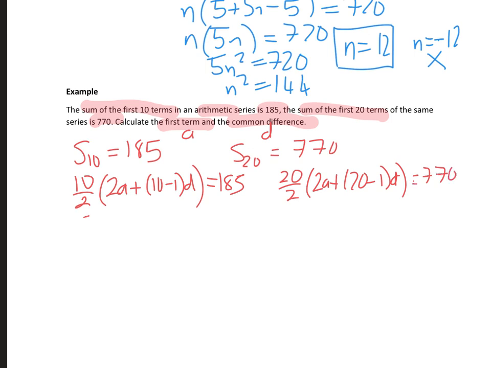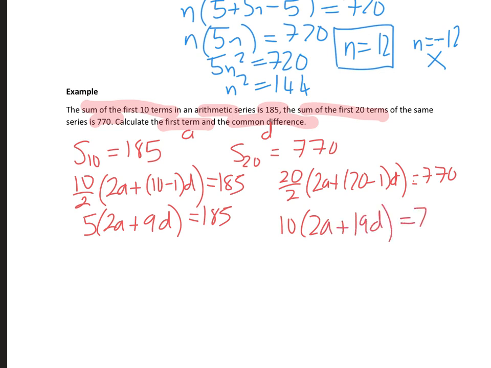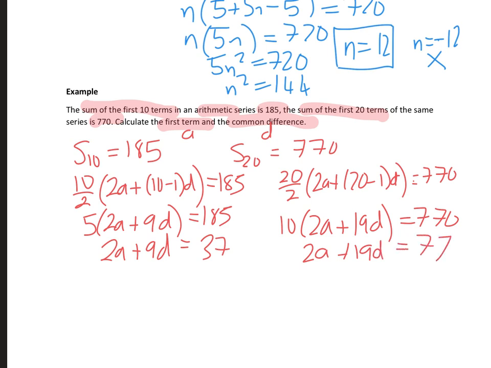Now let's simplify that. So I get 5 lots of 2a plus 9d is 185, and 10 lots of 2a plus 19d is 770. Well, I could expand, or I could divide both sides by 5 in the first one. So 2a plus 9d is 185 divided by 5 gives me 37. Divide both sides by 10 on the other one. So 2a plus 19d is 77.